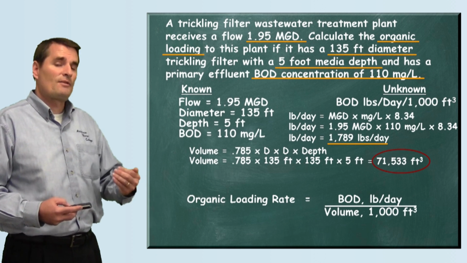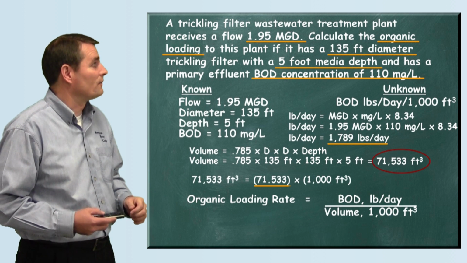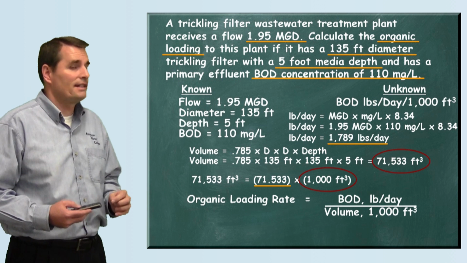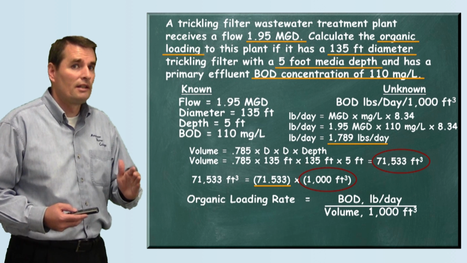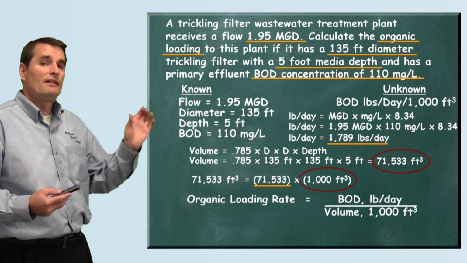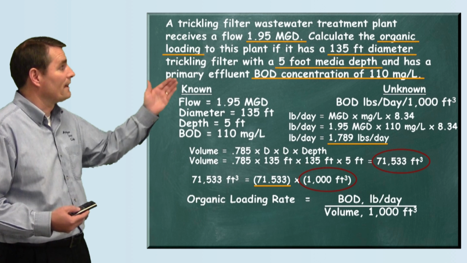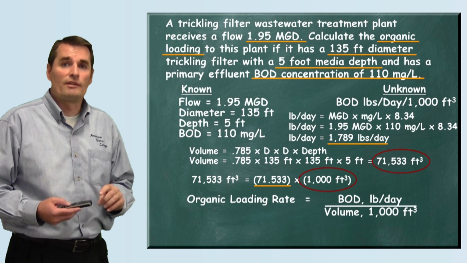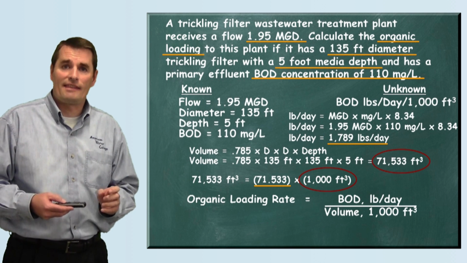Well, we need to factor out 1,000 cubic feet from that 71,500. So that's the same as if we were to take 1,000 cubic feet times 71.533. So basically we just divided our total volume by 1,000. We divided that 1,000 out. So we have 71.533 times 1,000 cubic feet. And we're going to plug that into our formula in this way so we can use that 1,000 cubic feet as a unit.